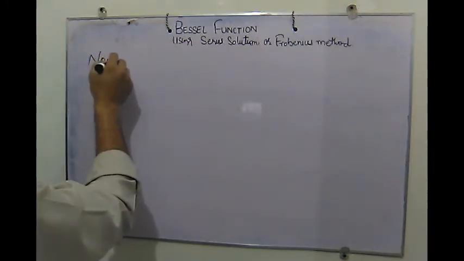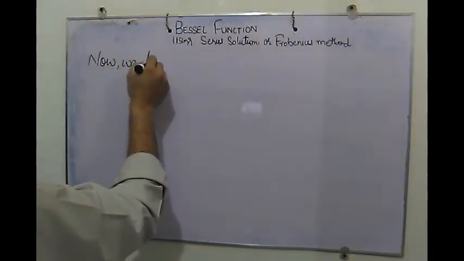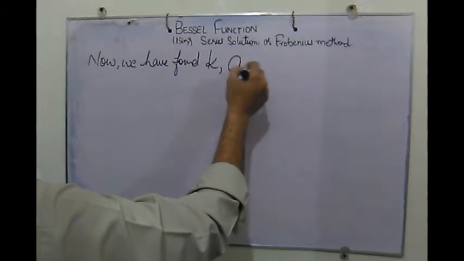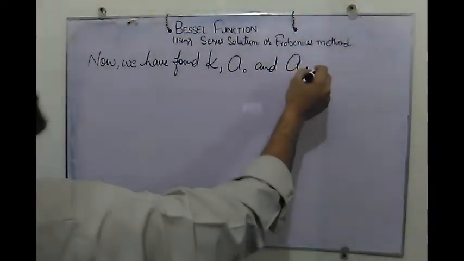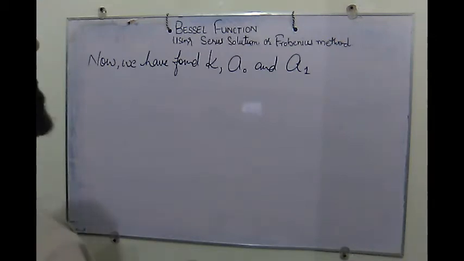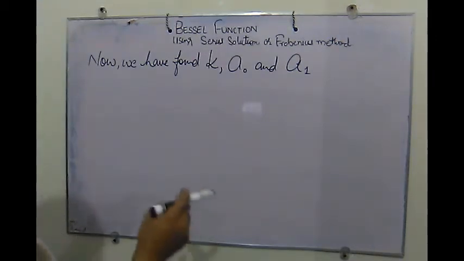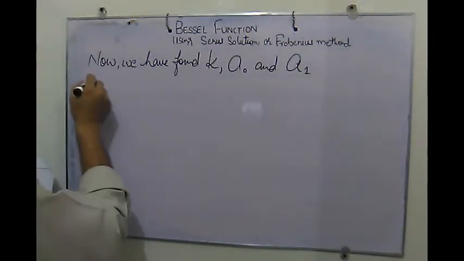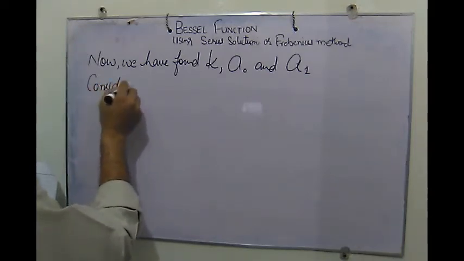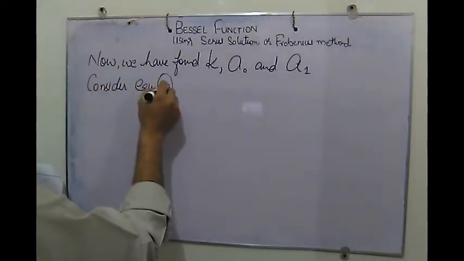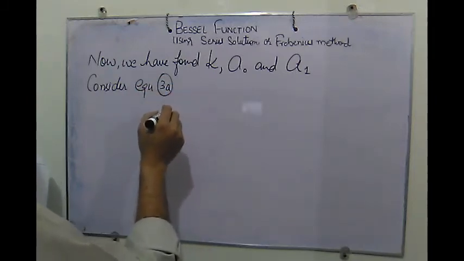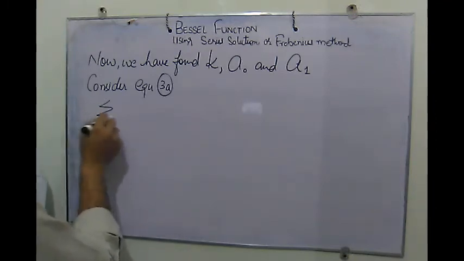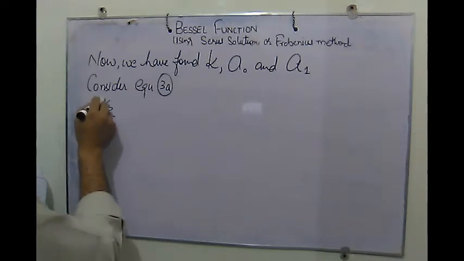At this stage, we have found k, a0 and a1. If you remember, our objective was to find k and the coefficients, and so far we have found a0 and a1. And now we consider again equation number 3a, which we have made by putting k is equal to n in equation 3. So equation 3a, let me rewrite it again.